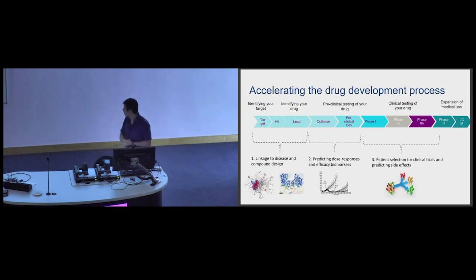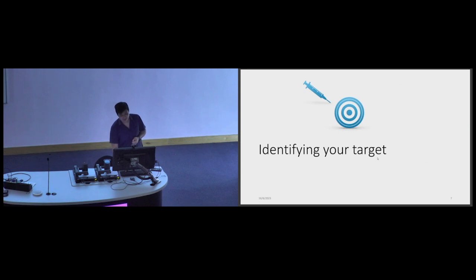And then on the third stage, where you're actually testing the drugs in 3 different clinical trials on patients, I'm going to describe how we can improve patient selection and also try to predict possible side effects in patients. Okay. So identifying the target.